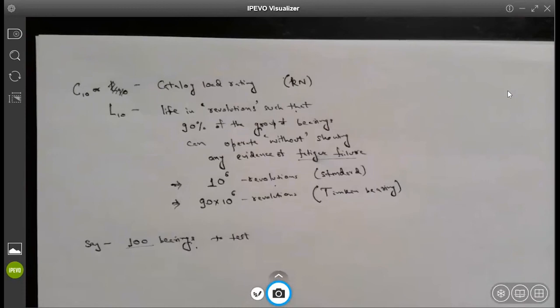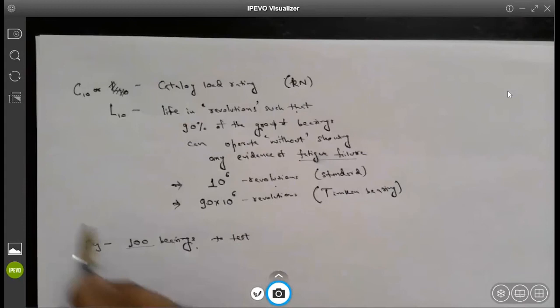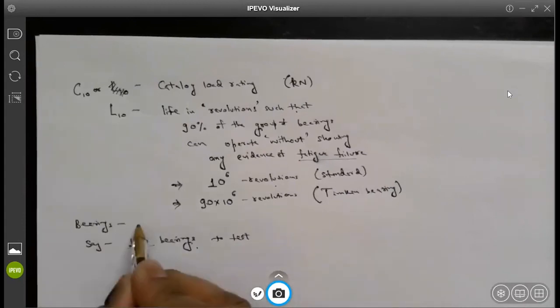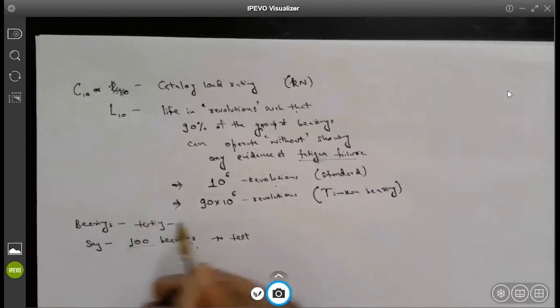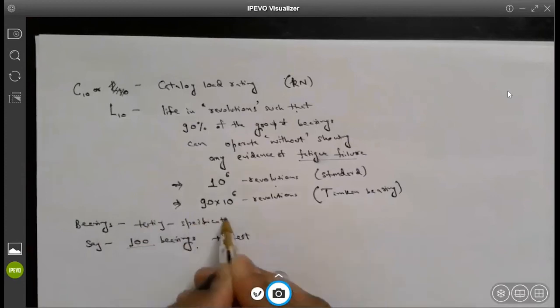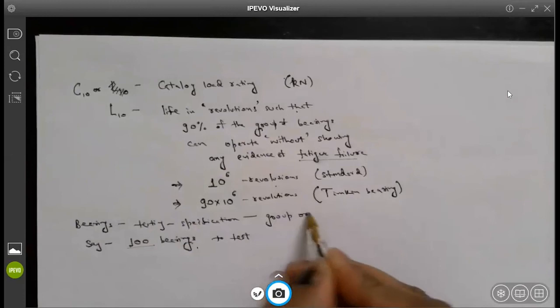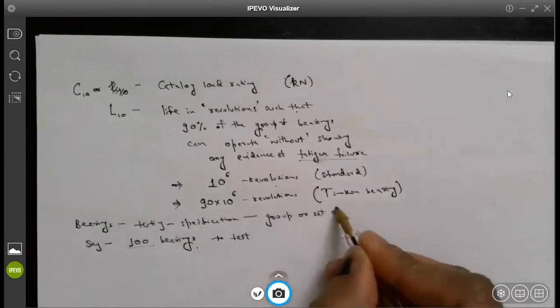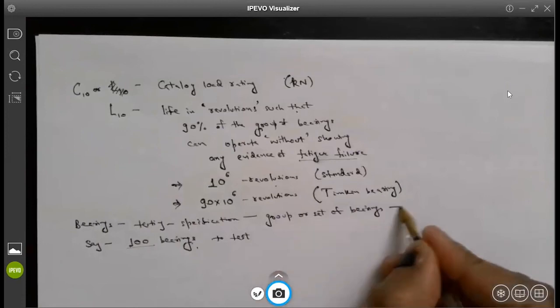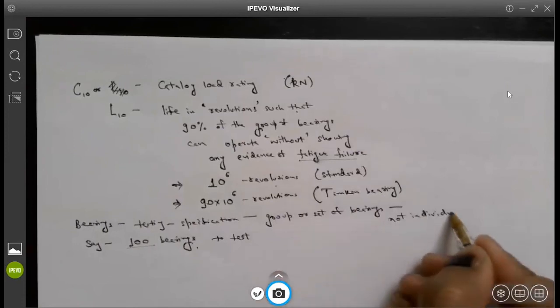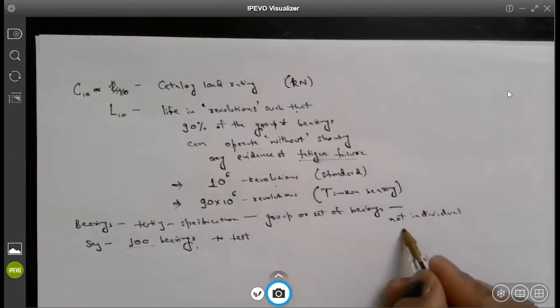Yeah. So when we talk about bearing testing or any specification, we always remember we are talking in terms of a group or set of bearings, not individual bearings.